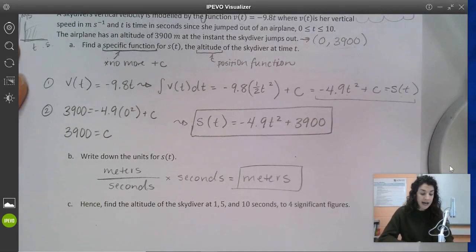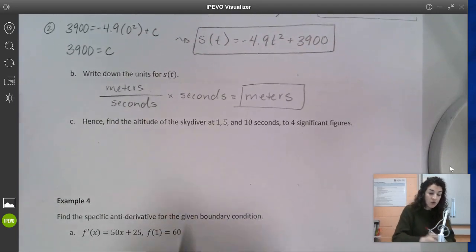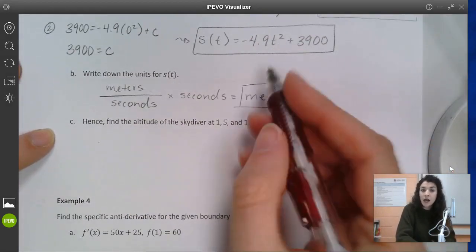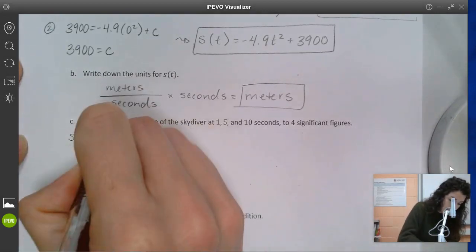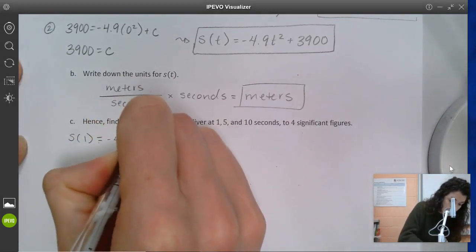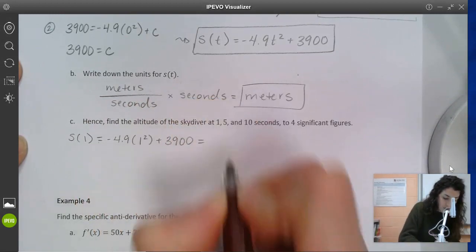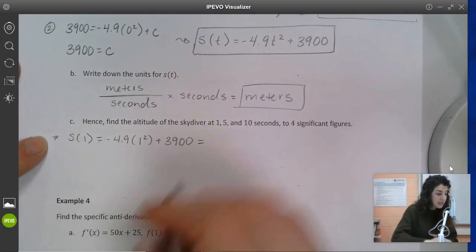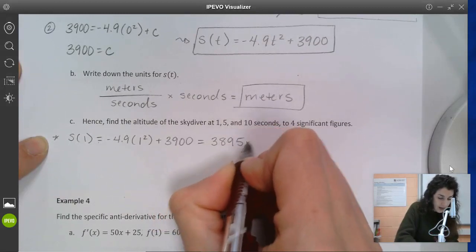So it says, hence find the altitude of the skydiver at 1, 5, and 10 seconds to 4 significant figures. So now that we have this specific function and we know that our answers are going to be in meters, we can just plug these values in. We can find S of 1, right? S of 1 is negative 4.9 times 1 squared plus 3,900. Go ahead and calculate that yourself. To 4 significant figures, that would be 3,895 meters.